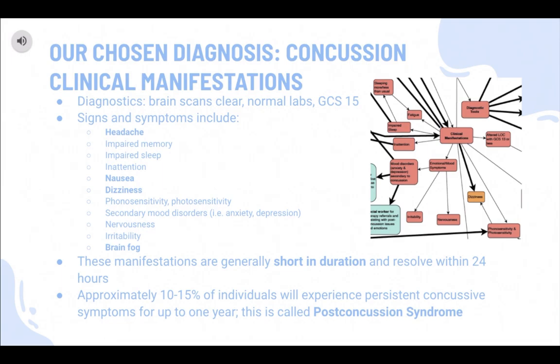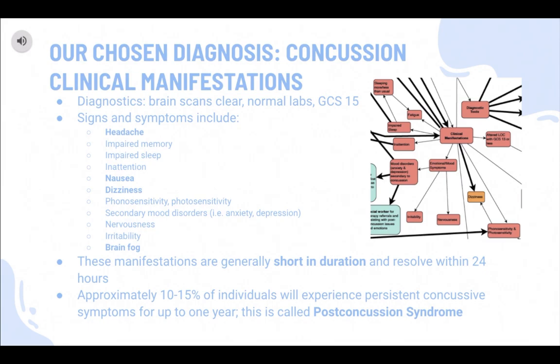The main reason why our team chose to focus on the clinical diagnosis of concussion is because the client had clear brain scans and normal labs. In subdural hematomas and contusions, the client may have abnormal brain scans and abnormal labs as well. As well, the client had a GCS score of 15, and those who sustain a concussion will generally have a GCS score of 13 to 15.